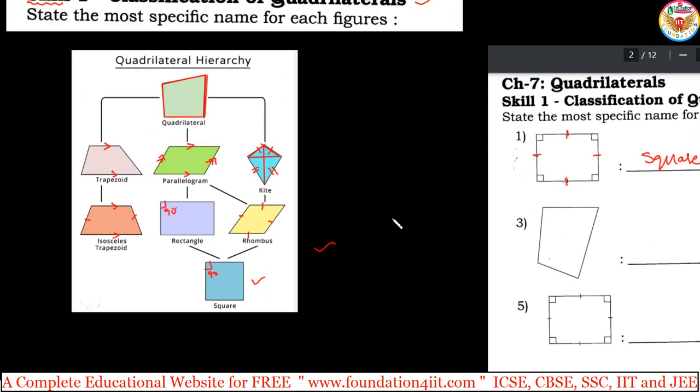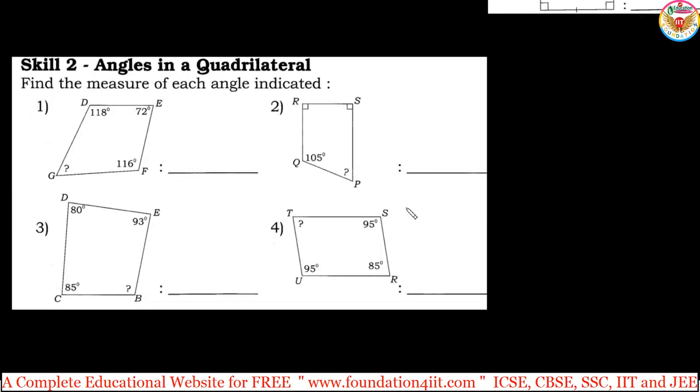Once you are perfect with all the properties of each and every quadrilateral, you can start the basic questions on quadrilaterals. Once the concepts are perfect, the next skill you need to improve is angles in a quadrilateral. Already we discussed that the sum of the four angles in a quadrilateral is 360 degrees.